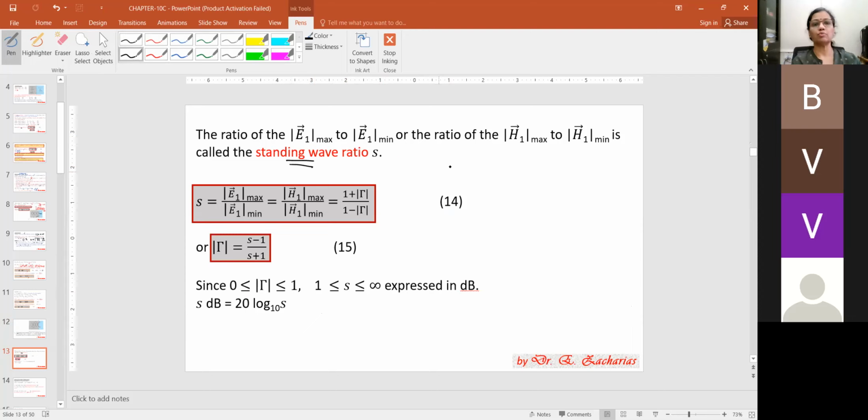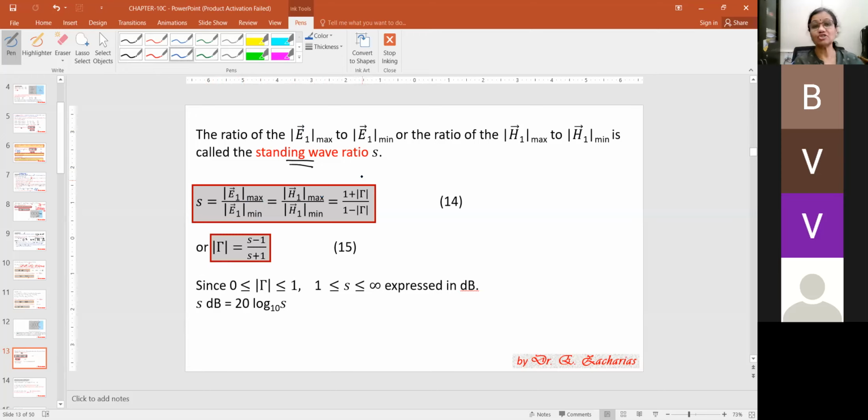Okay, so now we talk about what is called a standing wave ratio. Standing wave ratio is the ratio of the maximum electric field to the minimum value of electric field, and it is denoted by the letter S. It is E max by E minimum, or H max by H minimum.